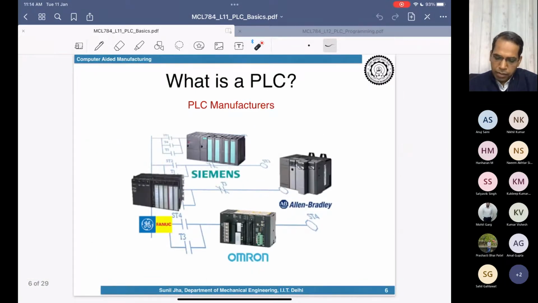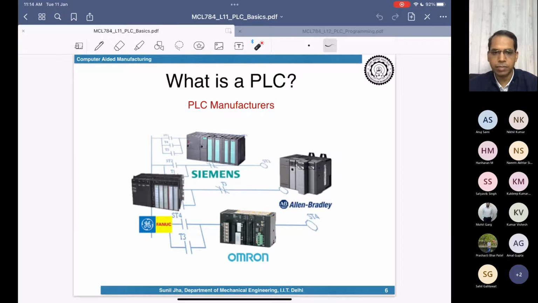Now, there are many manufacturers of PLCs. Some of you may have heard about them: Siemens, Fanuc, Omron, Allen Bradley, that is Rockwell Automation. We will be using the Rockwell Automation, that is Allen Bradley PLCs, for our labs. That is why you have those softwares, RSLogix and RSLinx, to communicate with the Rockwell PLC, because in our lab we physically have these Rockwell PLCs.